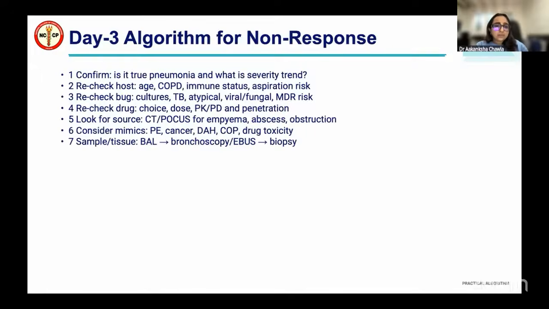So the algorithm to just review for the non-responders: you confirm whether it is actually true pneumonia and what the severity trend is. You recheck the host, recheck the bug, recheck the drug, look for the source of infection, control the source, consider mimics, and of course, for sampling and tissue, if it is needed, you do a bronchoscopy with BAL, EBUS if it is appropriate, or biopsy when it is really needed.